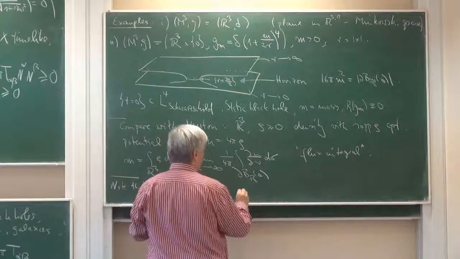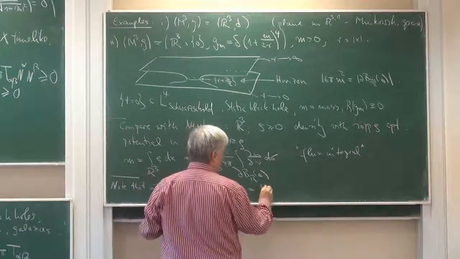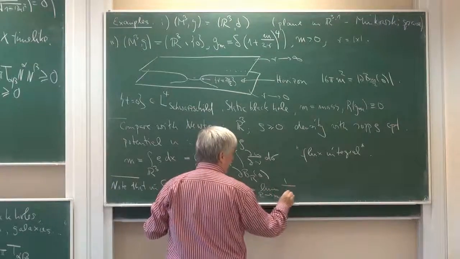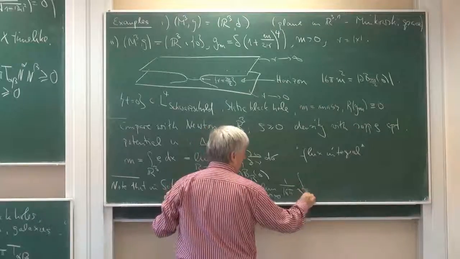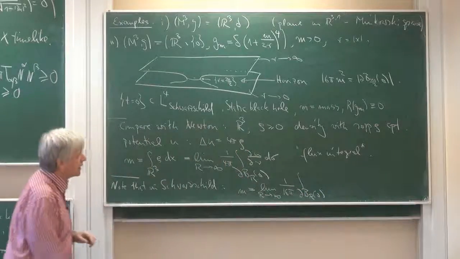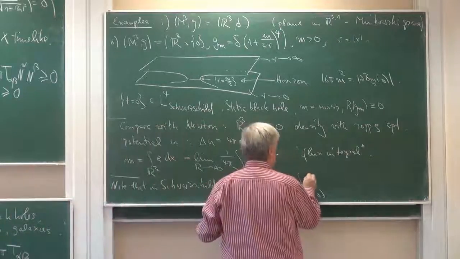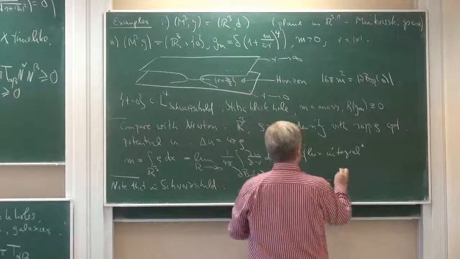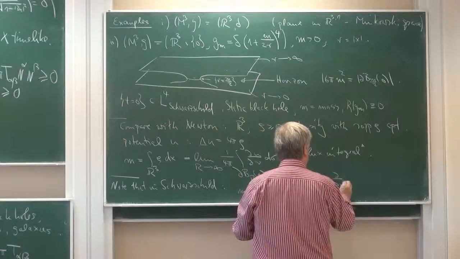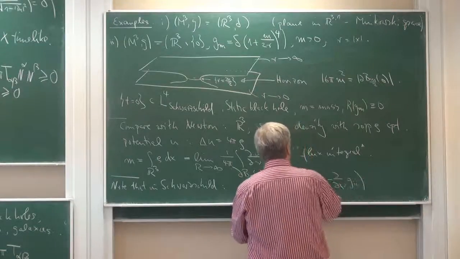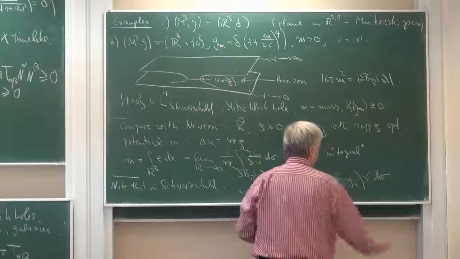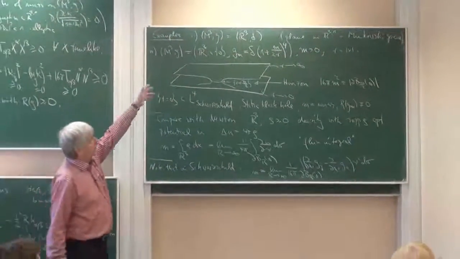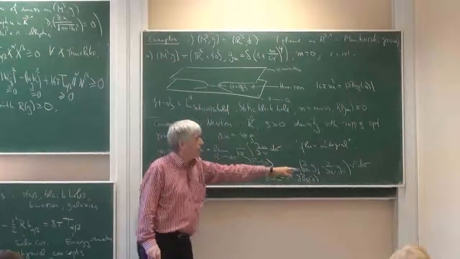So note that in Schwarzschild, we have that this mass M is equal to the limit R tending to infinity of, now it turns out not 1 on 4 pi, it's 1 on 16 pi, integral boundary of large spheres. And now I'll just give you the formula. This is d dxi of gij minus d dxj of gii times nu i d sigma. It's a short exercise. Just take this metric and verify this formula.